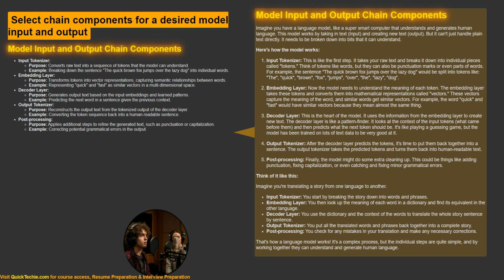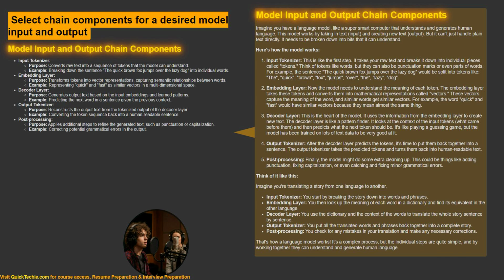3. Decoder layer. This is the heart of the model. It uses the information from the embedding layer to create new text. The decoder layer is like a pattern finder. It looks at the context of the input tokens, what came before them, and then predicts what the next token should be. It's like playing a guessing game, but the model has been trained on lots of text data to be very good at it.